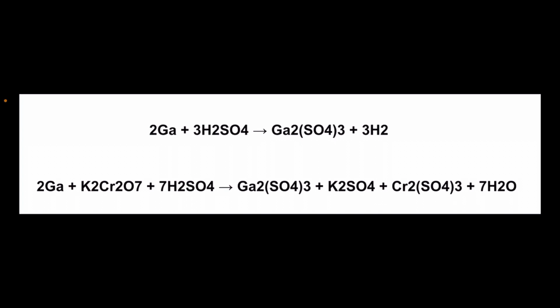But then in the second part of the reaction, we introduced the potassium dichromate. That's the K2Cr2O7, and that removed that layer of gallium sulfate and created the products potassium sulfate, chromium sulfate, water, and of course, gallium sulfate.